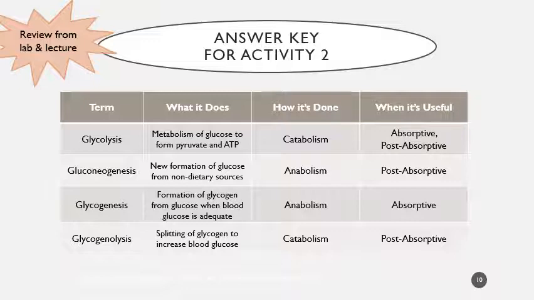Glycogenesis is anabolic, that is absorptive. Glycogenolysis is catabolic, that is post-absorptive. So that direct relationship between anabolism and absorptive and catabolism and post-absorptive is very clear in the context of glycogen. It's a little bit trickier when you're thinking about glycolysis and gluconeogenesis.